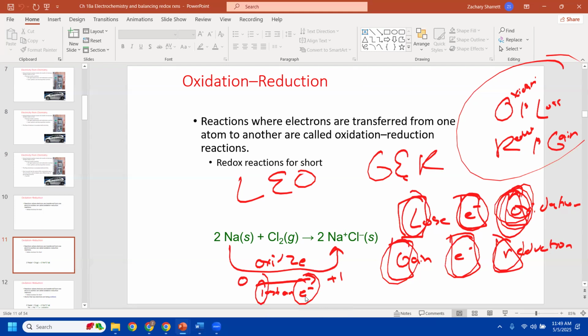The chlorine is going from neutral 0 to -1. Is it gaining electrons or losing electrons? What do we think, Abby? It is gaining electrons, so it is getting reduced.